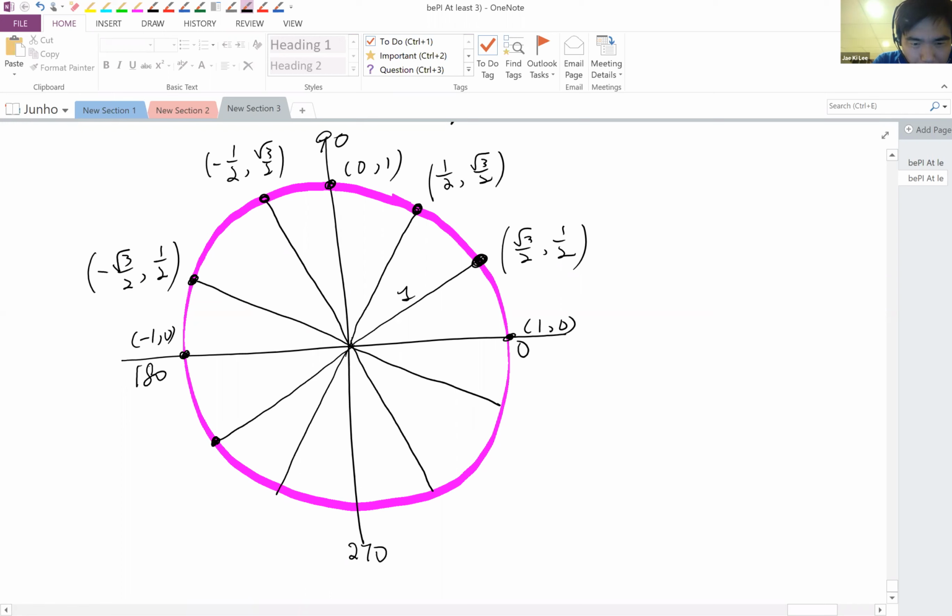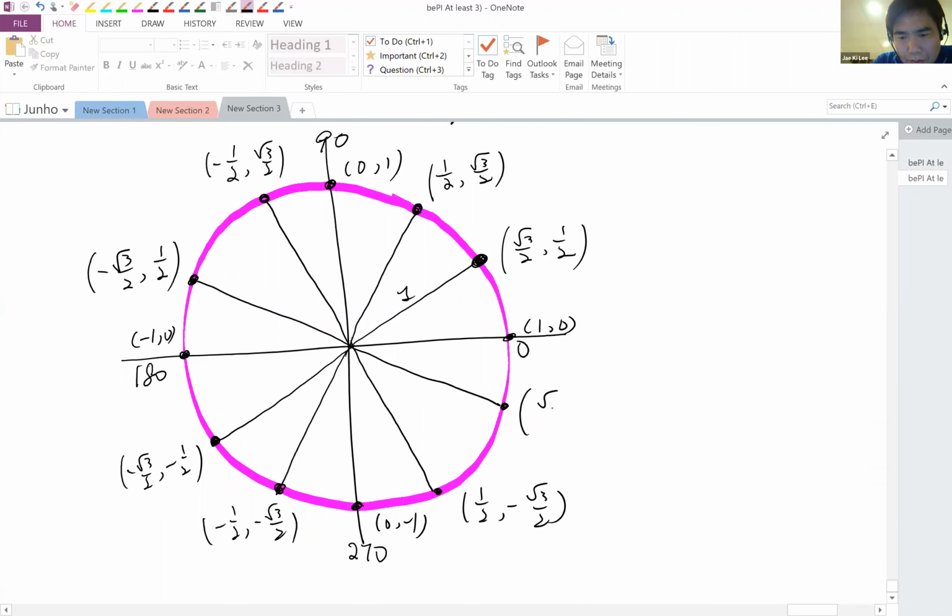So this point negative root 3/2, negative 1/2. So negative 1/2, negative root 3/2, 0, negative 1, 1/2, negative root 3/2, root 3/2 and negative 1/2. Okay, so you should know all these values.